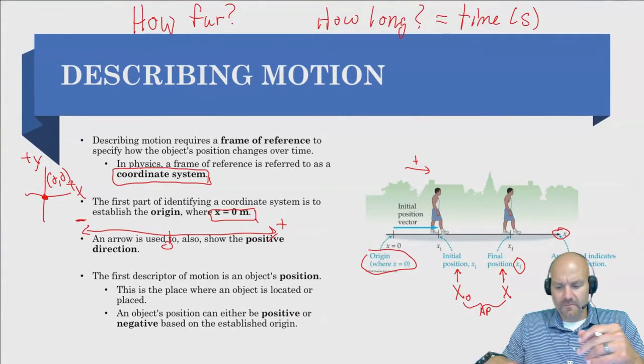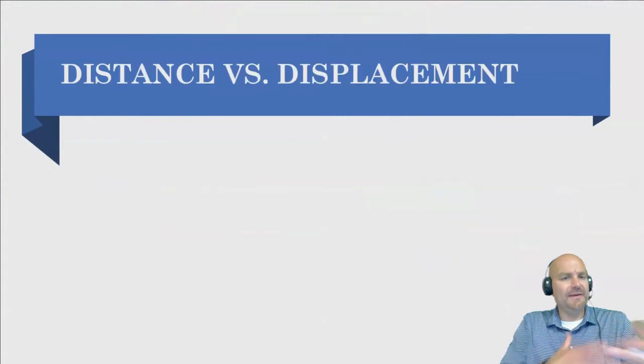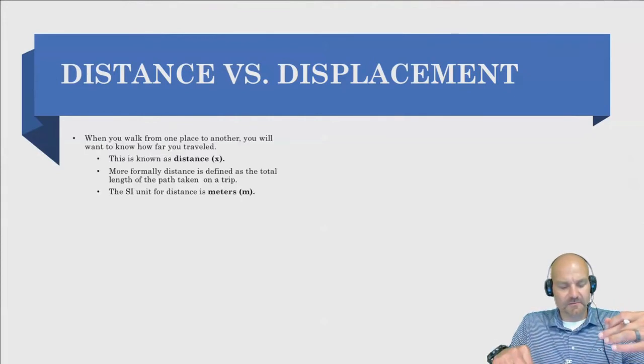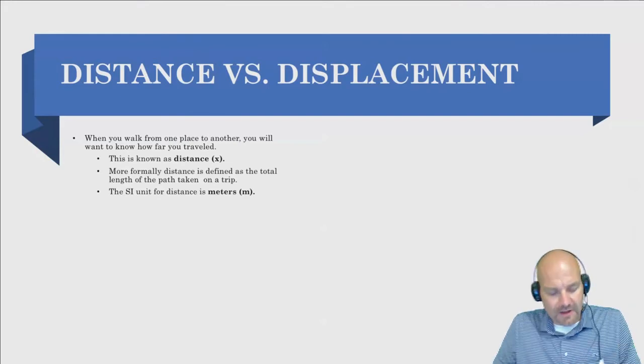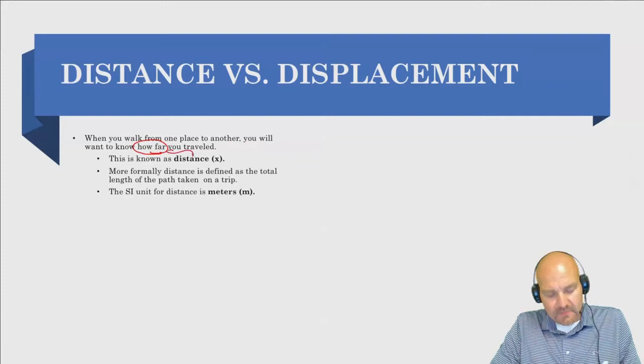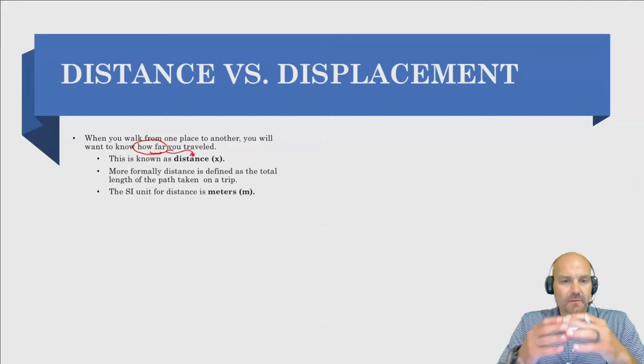Now, the second descriptor is what happens if it begins to move, that motion from initial to final. That's where we get into the discussion about distance versus displacement. When I walk from one place to another, you want to know how far you traveled. So what we're talking about here is the distance traveled.